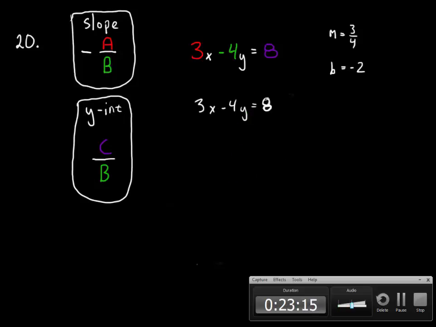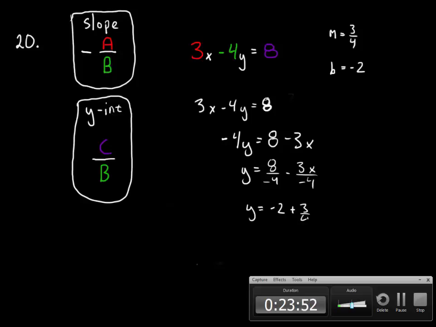Here we go. Subtract 3x from both sides to get -4y equals 8 minus 3x. Divide every term in the equation by -4, giving y equals 8 divided by -4 and -3x divided by -4. 8 divided by -4 is -2. The two negatives cancel on the x term, giving us positive 3/4 x, and use the commutative property to get the proper slope-intercept form, 3/4 x minus 2.